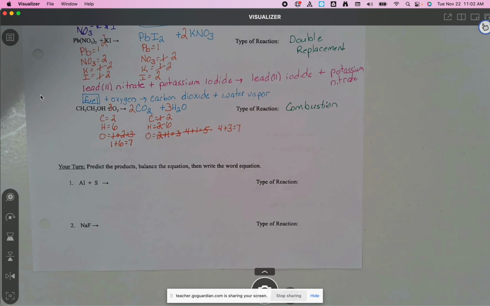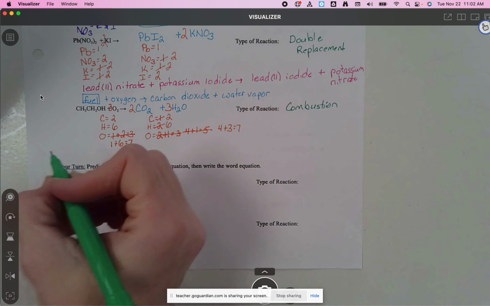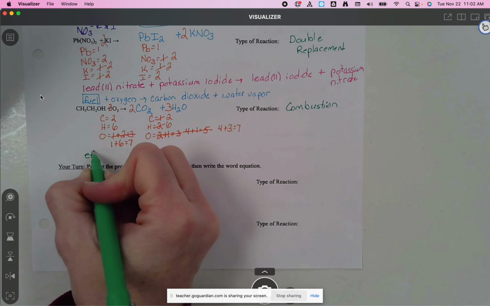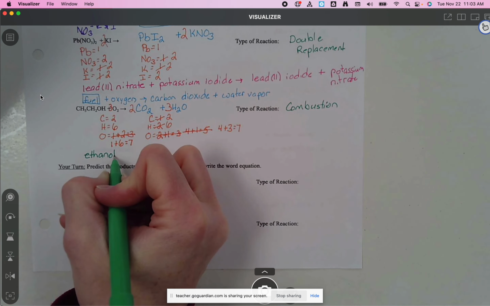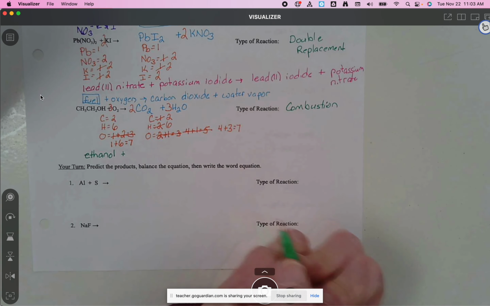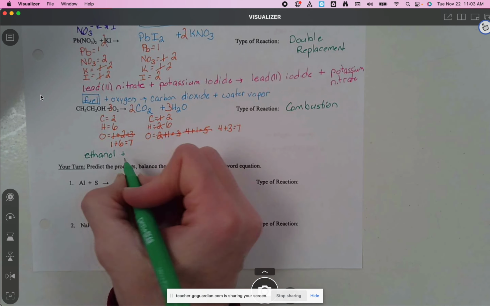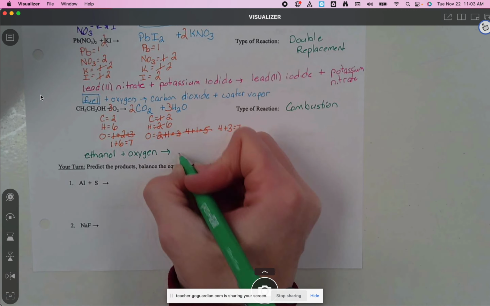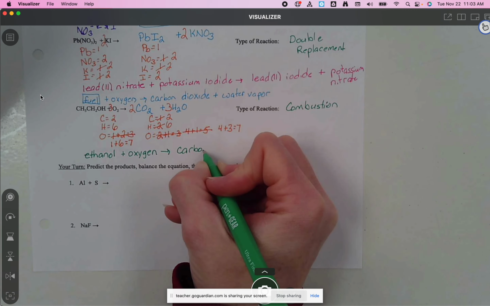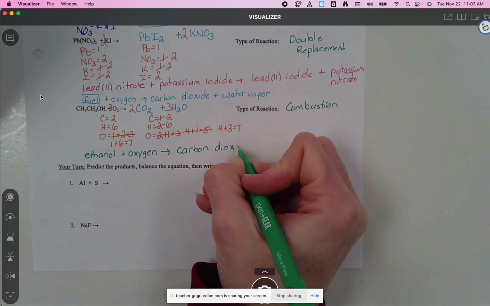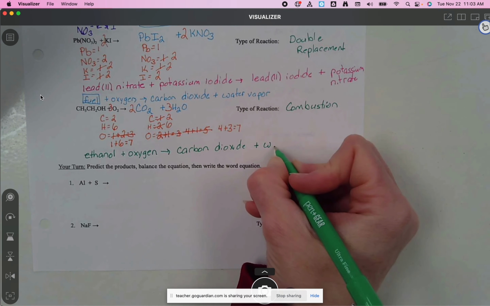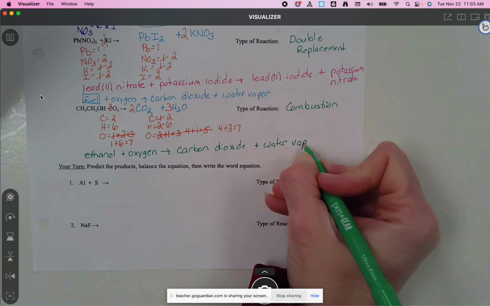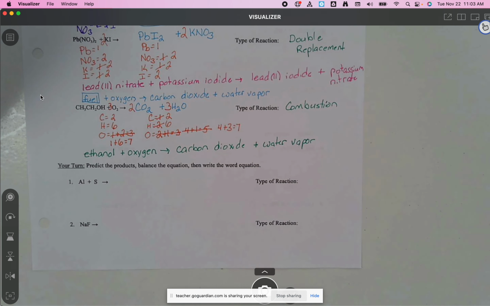And then for the combustion reactions, we're just going to have to give you a name for the fuel. They're named by a different set of rules. This fuel happens to be called ethanol. So ethanol and everything else is always the same on a combustion reaction. Ethanol plus oxygen yields carbon dioxide plus water vapor. You can take it forward from there.